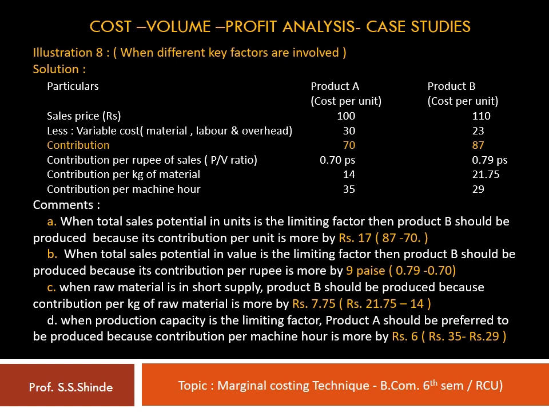Overall, if we look into it, product B would be more preferred to be produced because the contribution is more in comparison to product A with regard to different limiting factors.